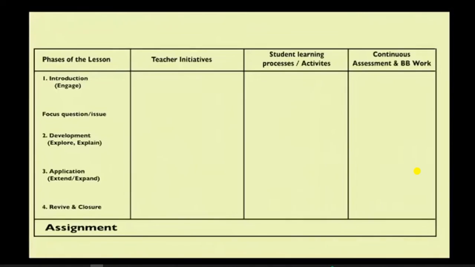Now we will go to the second part of the lesson plan component, where we have got the 4 column lesson plan presentation. Here we have 4 columns which run both horizontally and vertically. In writing the lesson plan, we use this 4 column lesson plan format.